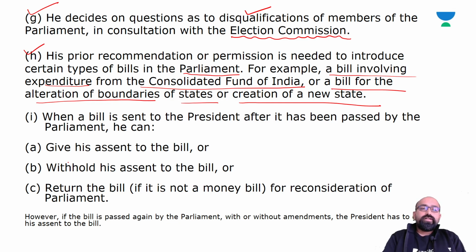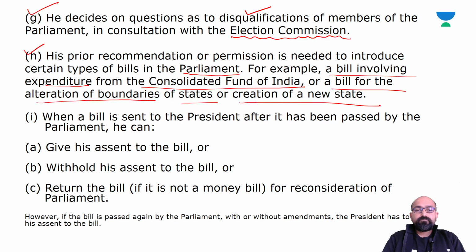Now, in the sub-clause, when a bill is sent to the President after it has been passed by the parliament, he can give his assent to the bill, withhold his assent to the bill, or return the bill for reconsideration of Parliament.